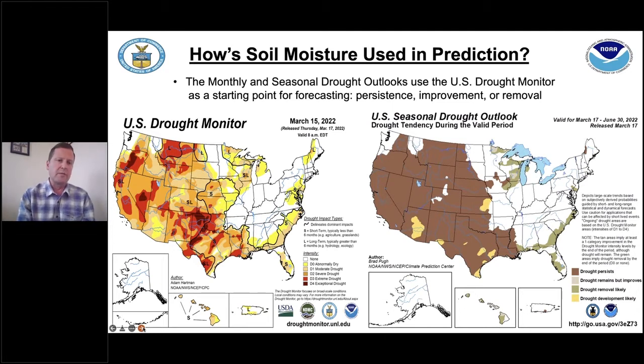So as I mentioned, we do use the US Drought Monitor as a starting point. So for example, this was the US Drought Monitor from a couple of weeks ago. And on the right-hand side is our seasonal drought outlook showing the drought tendency during the outlook period, which runs through the end of June. Next slide, please.